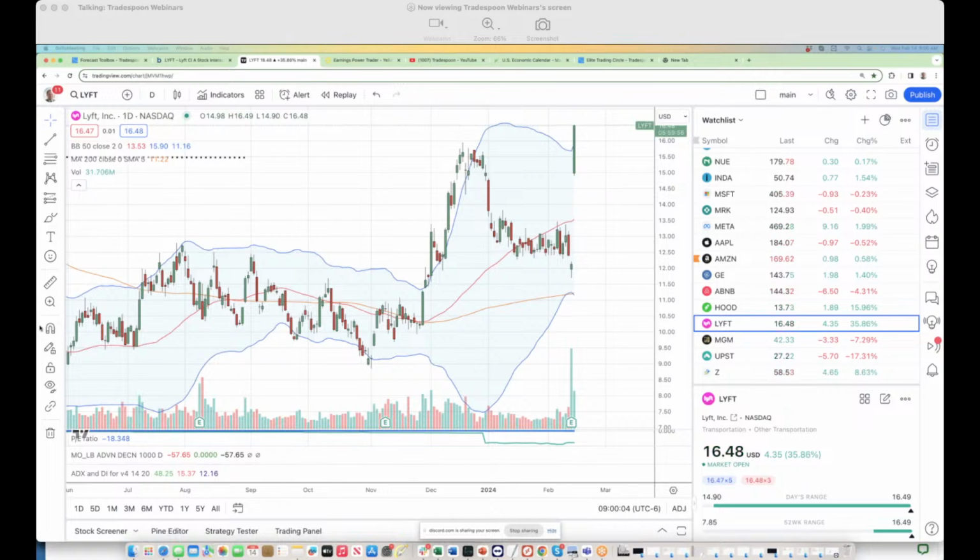Lyft continues to grind higher. The only thing I have is left. Okay, I think that's all I have left.